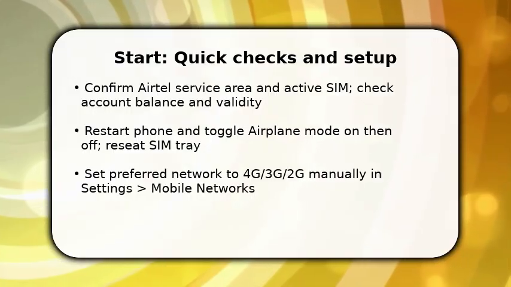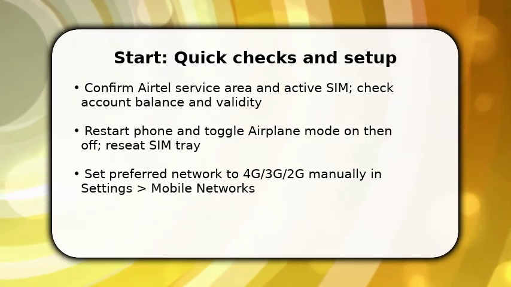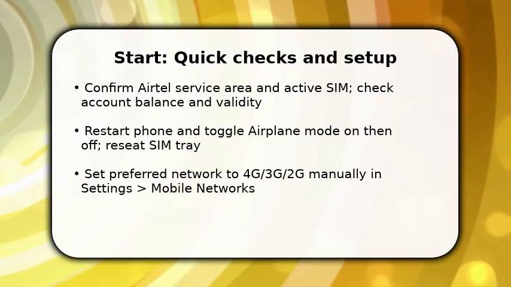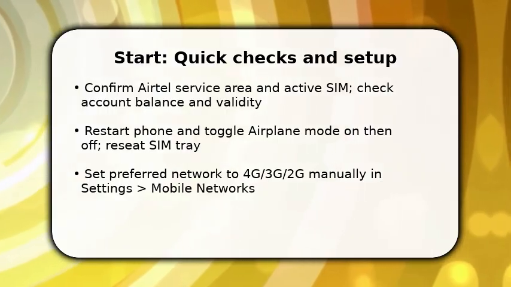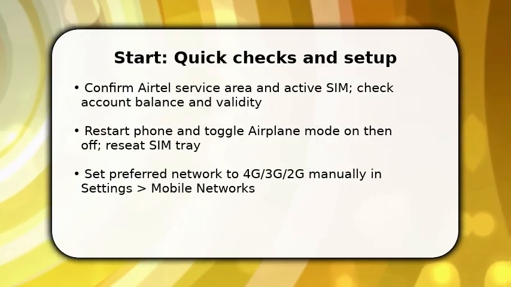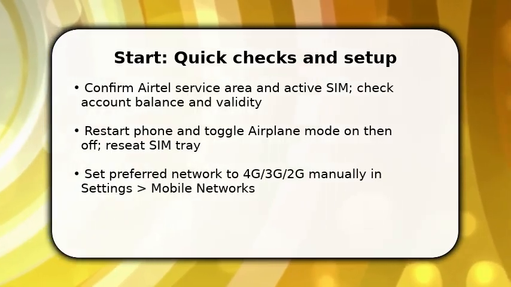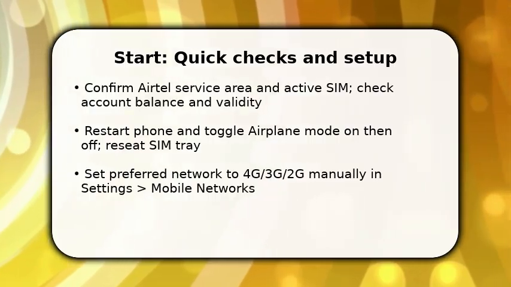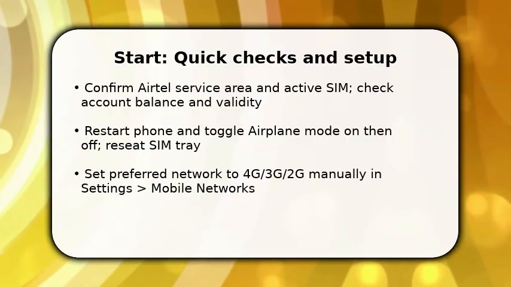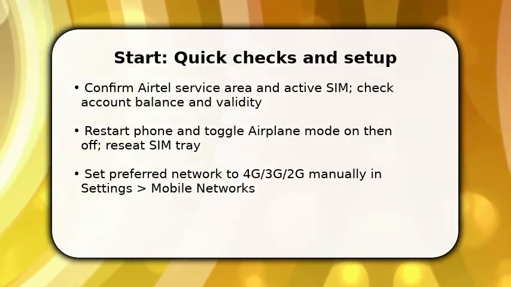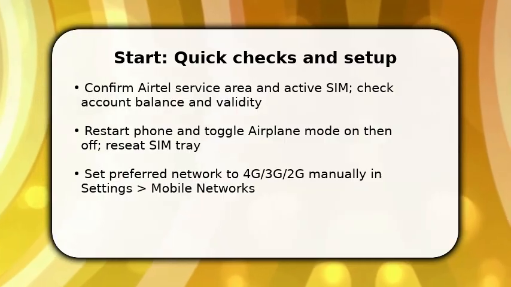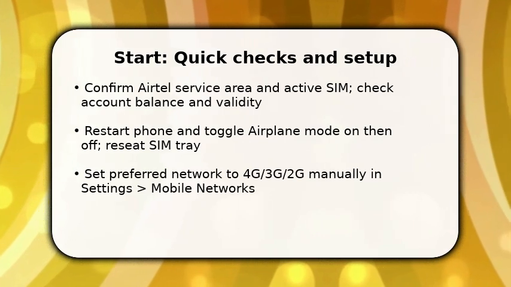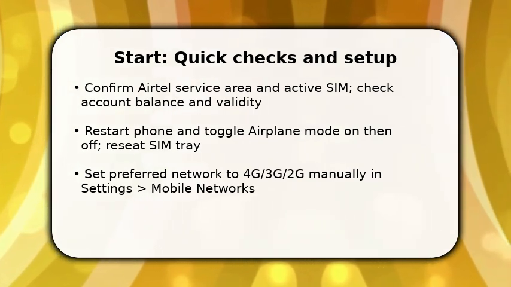You begin by confirming basics that actually fix most issues fast. First, make sure your Airtel SIM is active and your plan hasn't expired. An inactive SIM returns network not available. Once done, restart the phone and toggle airplane mode to force a fresh radio scan. Next, open mobile network settings and manually pick your preferred network type, 4G first, then 3G, so the phone stops hunting endlessly. These steps reboot the radio and re-register you on Airtel.